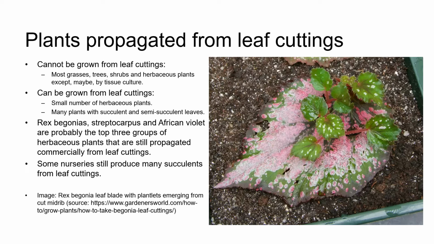Plants we can grow from leaf cuttings using conventional macropropagation techniques include a small number of herbaceous plants and many plants with succulent and semi-succulent leaves. Rex begonias, Streptocarpus, and African violet are probably the top 3 groups of herbaceous plants, and certainly the most well-known, that are propagated commercially from leaf cuttings, although many of these are now grown from tissue culture. Some nurseries still produce many succulents from leaf cuttings.